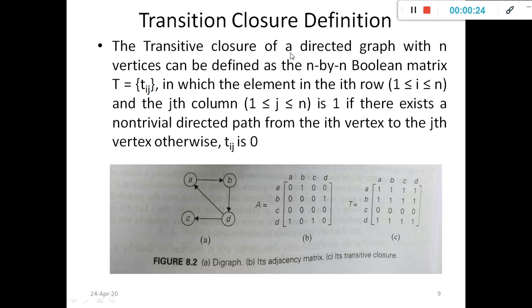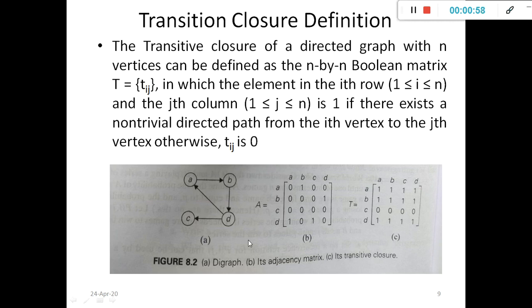The transitive closure of a directed graph with n vertices can be defined as the n by n Boolean matrix T equal to T of ij, in which the element in the ith row, where i is greater than or equal to 1 and less than or equal to n, and the jth column, where j is greater than or equal to 1 and less than or equal to n, is 1 if there exists a non-trivial directed path from the ith vertex to the jth vertex, otherwise T of ij is 0.